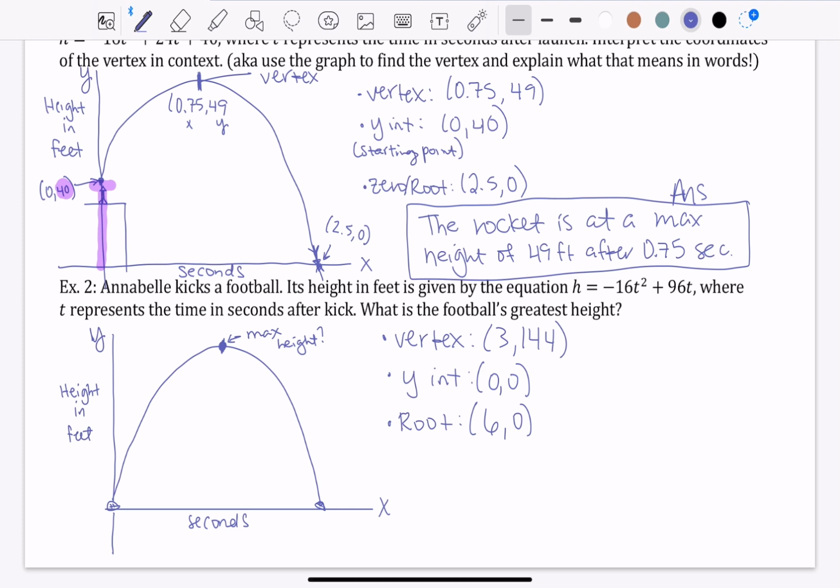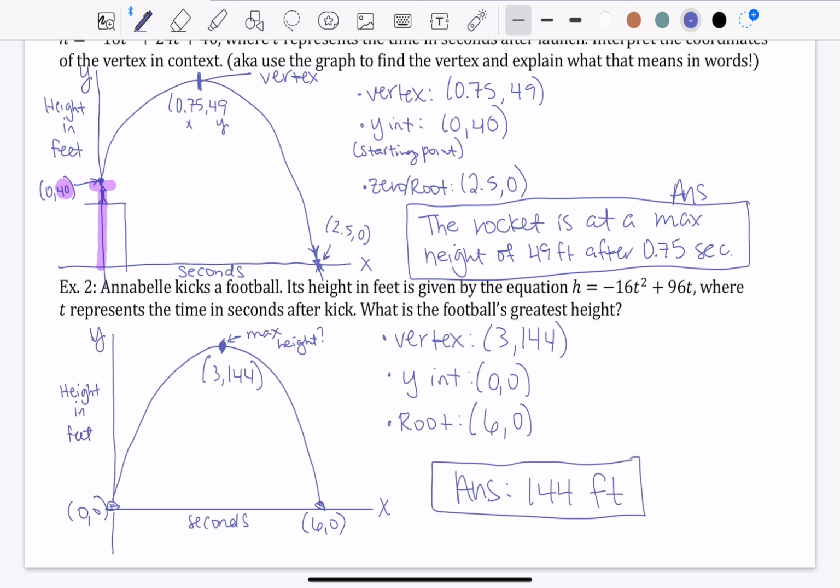So I'm going to label them on my graph. This was (0, 0). This one was (6, 0), so 6 seconds until it hit the ground again. And this one here was (3, 144), which means it took 3 seconds to get to a height of 144 feet. And then, what is the football's greatest height? The answer there is 144 feet. Don't forget to use your units as long as they're given to you.